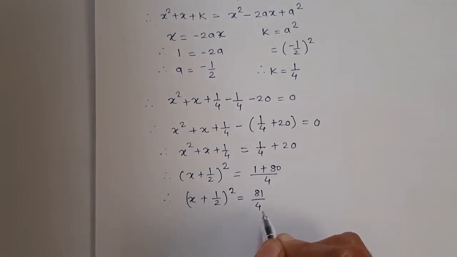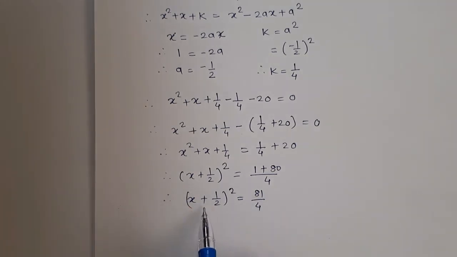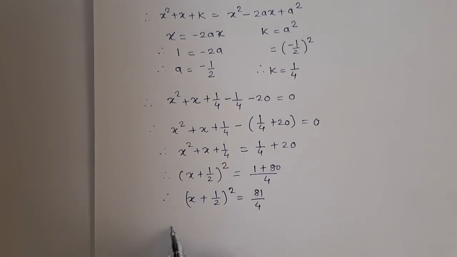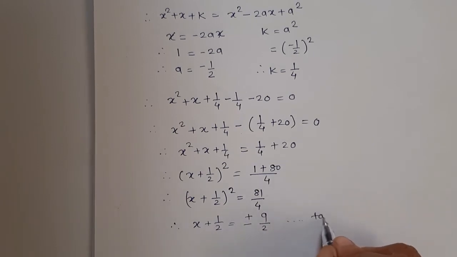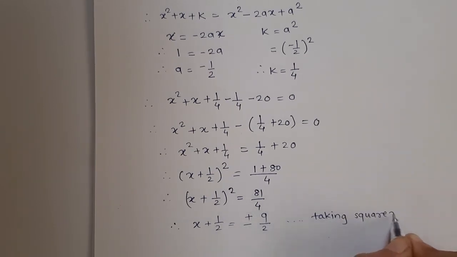Now 81 and 4, these both are perfect squares. Square root of 81 is 9 and square root of 4 is 2. So if you observe, the left hand side is a square and the right hand side is also a square. So we are taking the square root of these terms. After taking the square root on both sides, we get x plus 1 upon 2 equals to plus minus 9 upon 2.